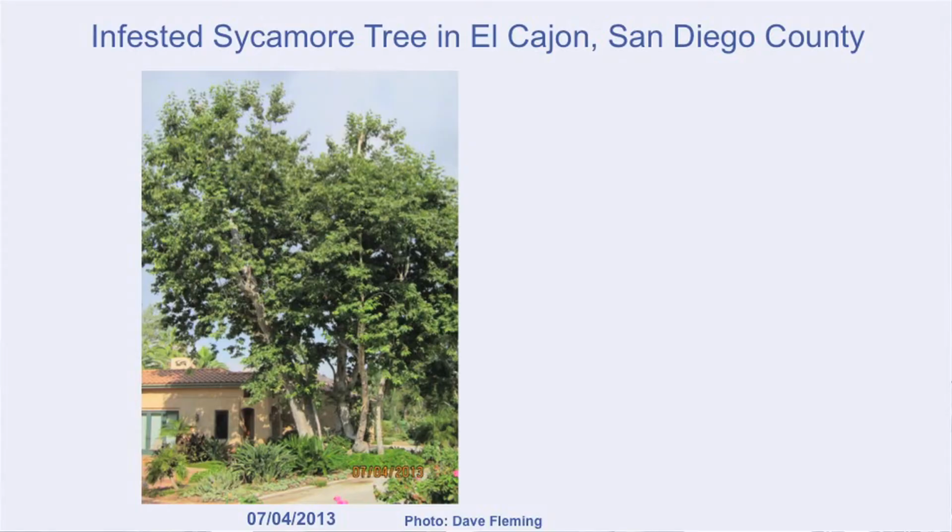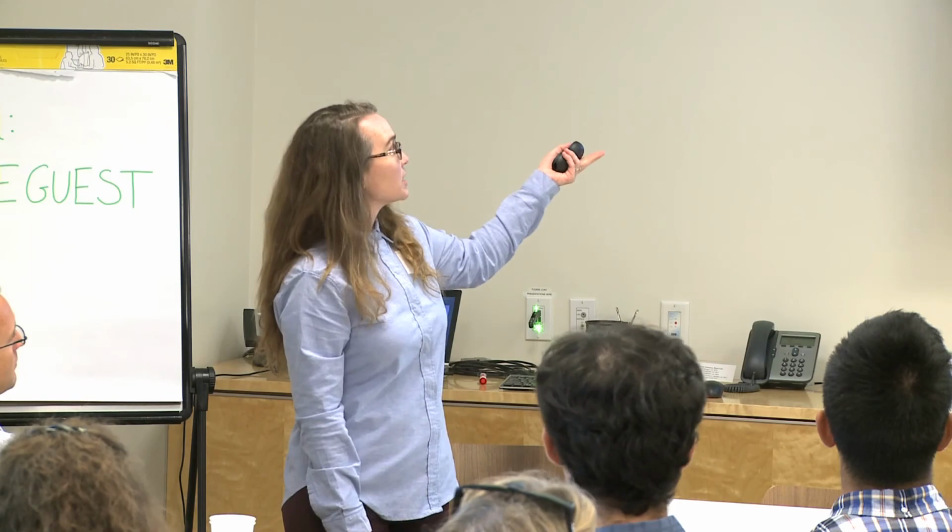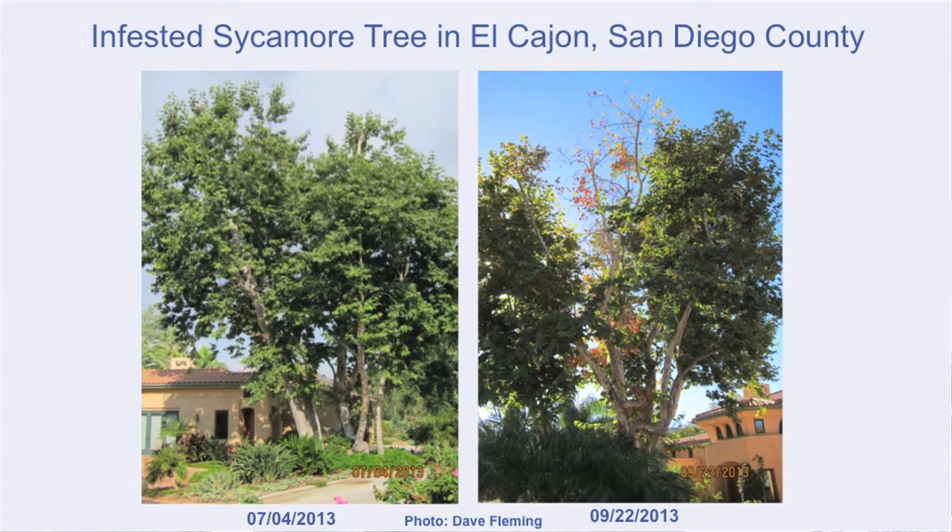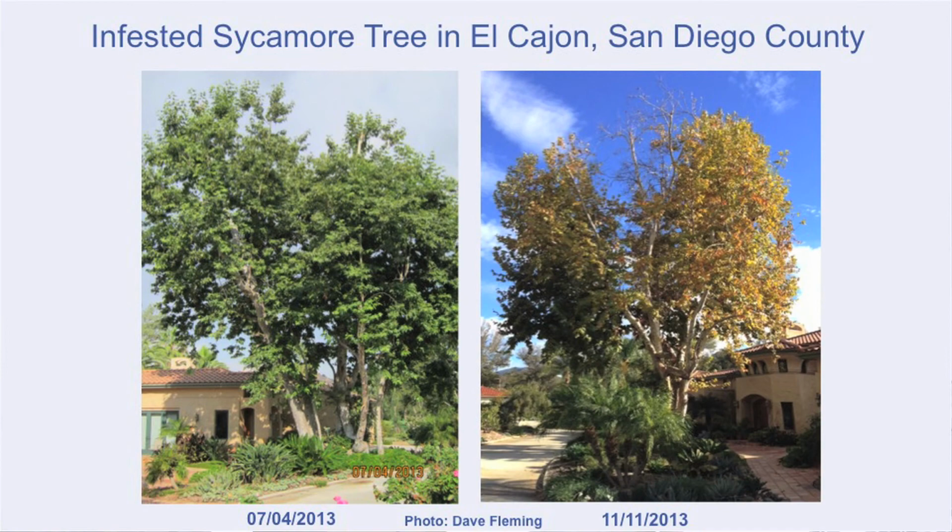One more thing. The disease, once it is established in an individual tree, we have seen that it can progress quite quickly. So this is an infested sycamore in San Diego County. It got infested in July of 2013. This is the same tree 2 months later, and then this is the dead tree in November. So it can really move rapidly once it is established in a tree.